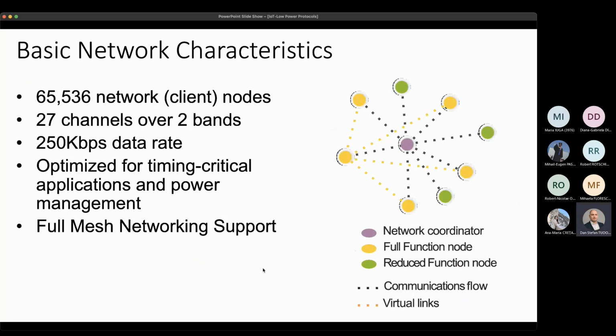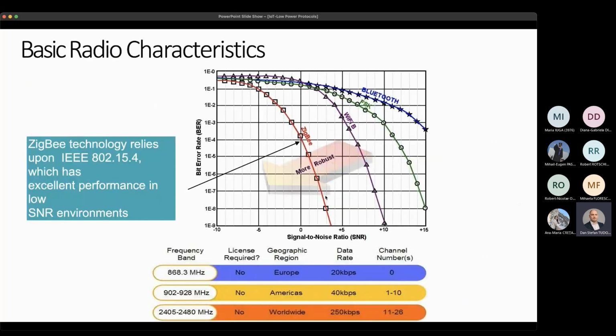You have 27 channels over 2 bands of frequency and a maximum of 250 kilobits per second data rate. So it's slightly lower than what Bluetooth can offer, and it shows that its intended purpose is mostly IoT devices, which have a very low data rate. So it's optimized for timing critical applications, power management applications, and it's got full mesh support. You have these nodes which each have different roles within the network, and it's very low power actually.